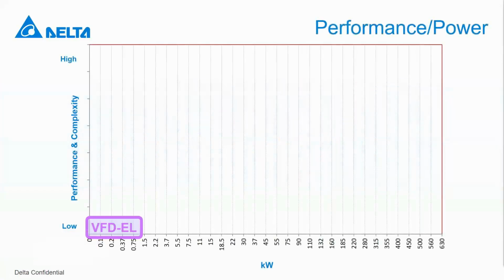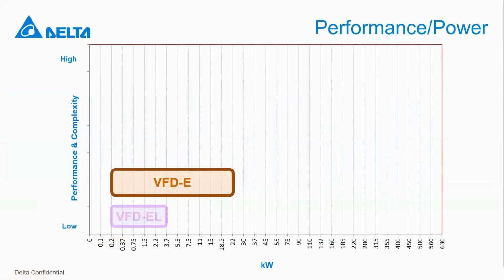Okay, so next I'll put in this table a very quick overview of the different drives which I've just shown. I'll mark them in terms of performance and maximum power that they can go up to. First we have the older generation of drives, EL and E, which can go up to 22 kilowatt. We also have the C200 drives, which are made for high-speed applications, so they can go up to 2000 hertz.